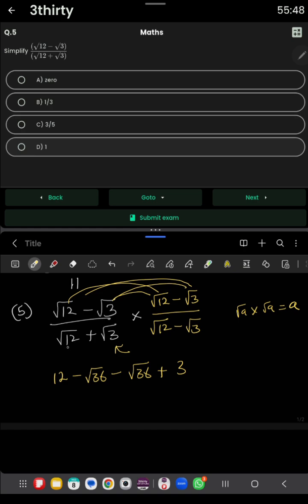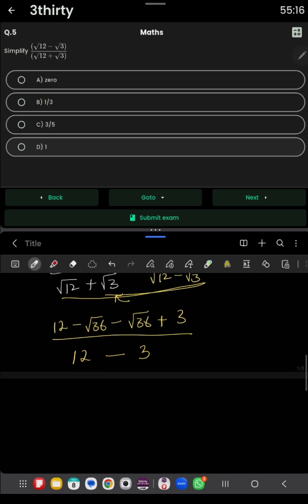Then for the denominator, the expansion of the denominator is simpler. It follows a simple pattern. All you need to do is pick the first one, get rid of the square root, put a minus sign, pick the second one, get rid of the square root. That's all. It's always minus. That's what you do there.